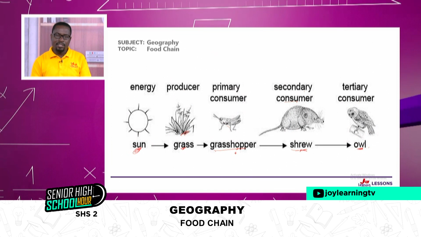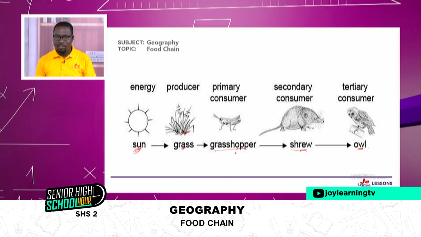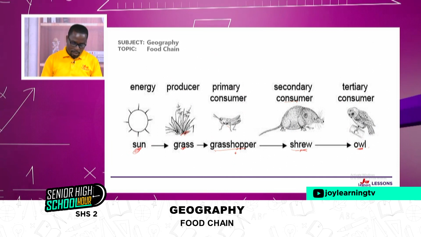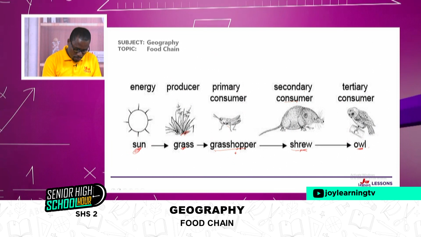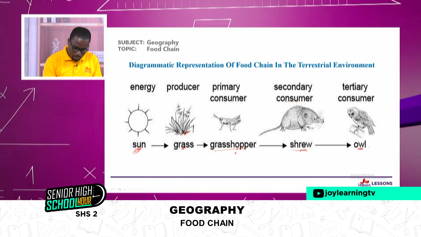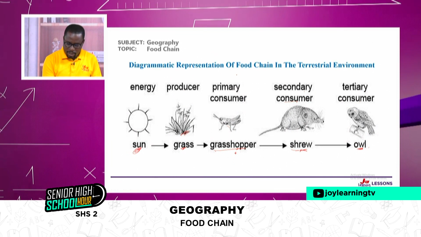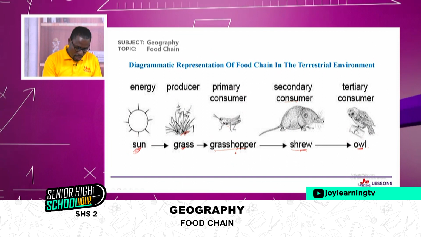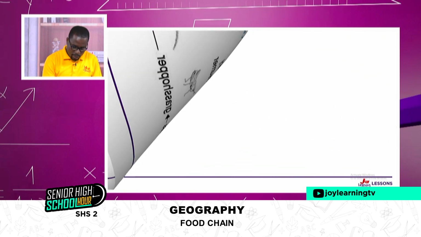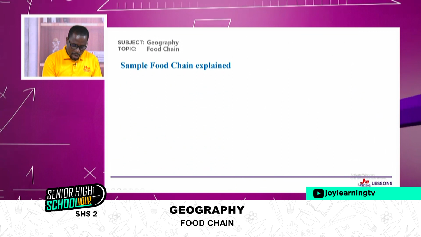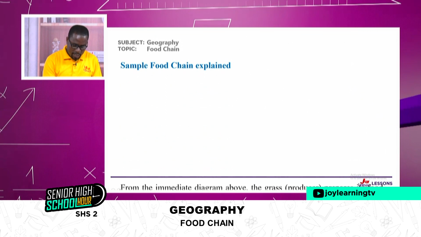And once the nutrient is added to the soil, the grass will continue to do well. And then the grasshopper will continue to feed on it. And the chain continues. All right, so that is a diagrammatic representation of a food chain in the terrestrial environment. Good. Now, sample food chain explained.